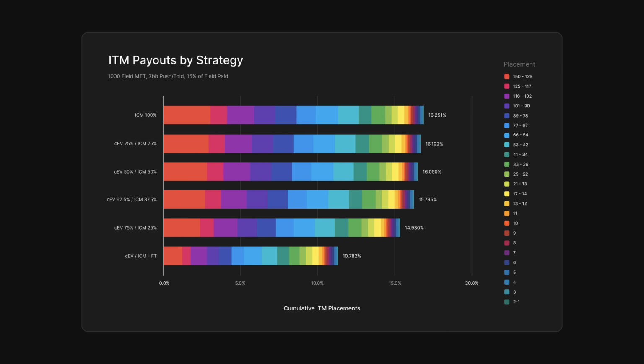Again, we can graph the in-the-money placements by strategy. We see the same smooth progression where the pure ICM strategy is just placing in the money more often overall, winning more money overall, and as you go down, down, down, the very bottom, the ChipEV/final table strategy is losing a lot more money overall.